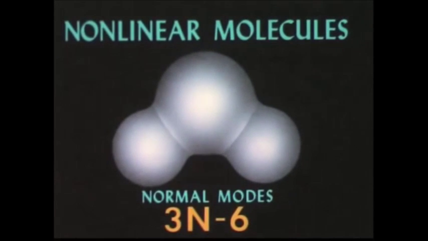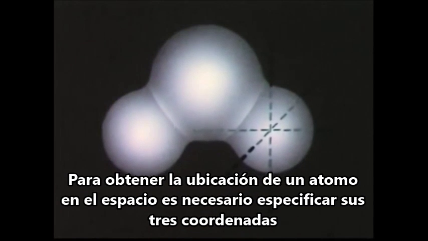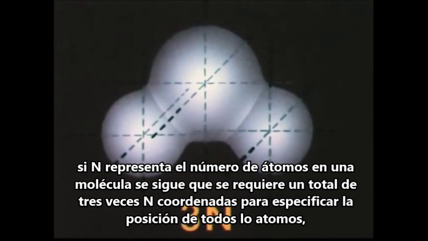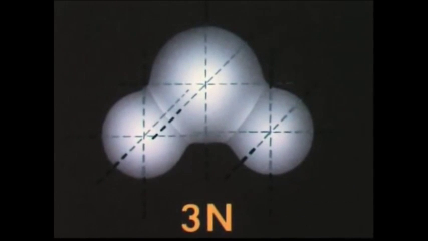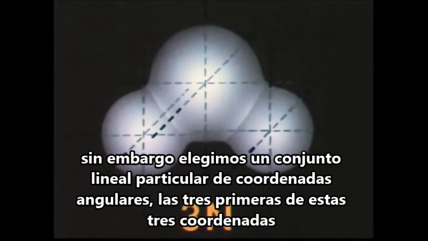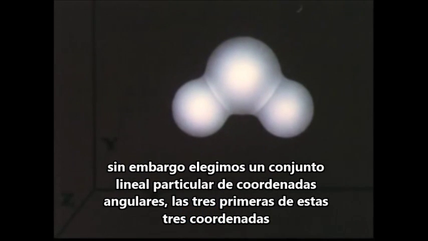First, in order to get the location of an atom in space, it is necessary to specify its 3 coordinates. If n represents the number of atoms in a molecule, it follows that a total of 3n coordinates are required to specify the positions of all the atoms. There are many ways of designating these positions in space. For our purposes, however, we choose a particular set of linear and angular coordinates. First, 3 of these 3n coordinates are used to locate the position of the center of mass of the molecule.